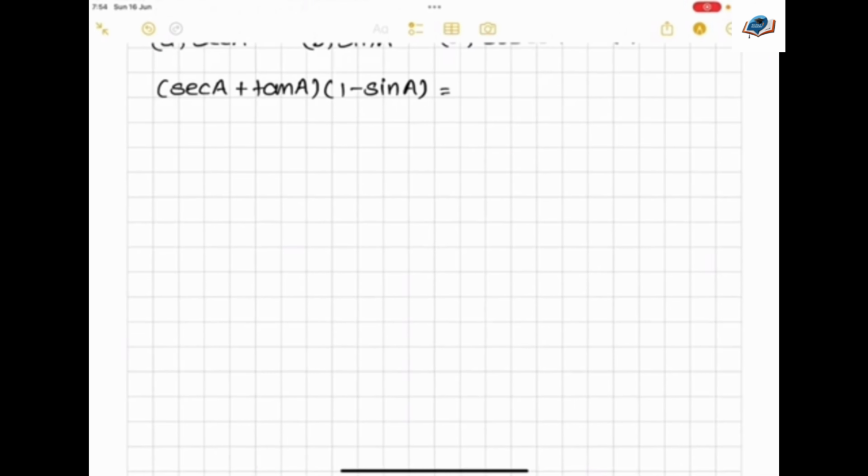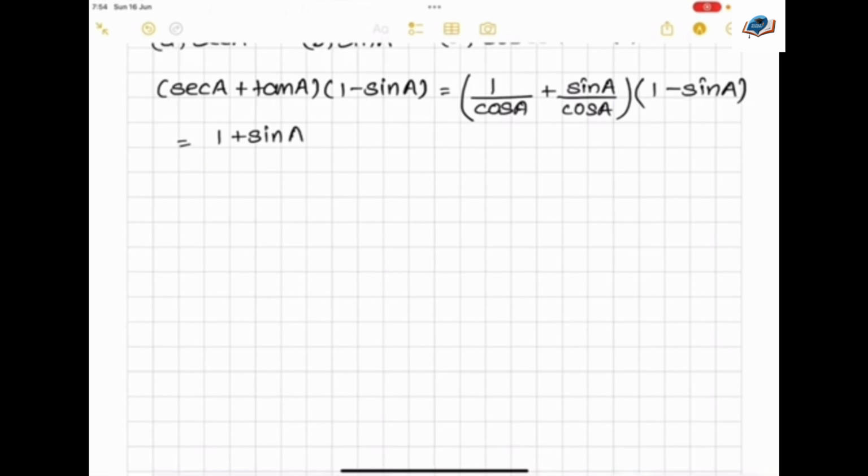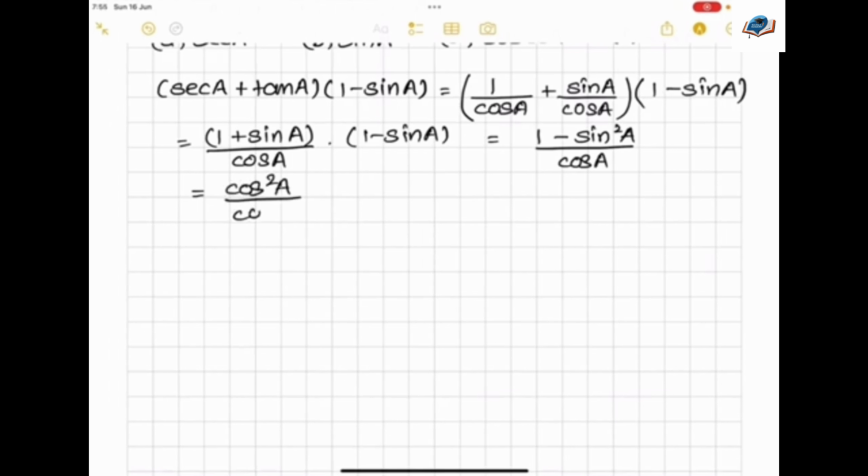Next one is (sec a + tan a) into (1 minus sin a). First converting everything into sin and cos. So 1 upon cos a plus sin a upon cos a into 1 minus sin a. If I do LCM, 1 plus sin a upon cos a into 1 minus sin a. In the numerator I am having 1 plus sin a, 1 minus sin a, so that will be 1 minus sin square a whole upon cos a. Now I know that 1 minus sin square a is cos square a. So cos square a upon cos a, cos a got cancelled. So my answer will be cos a.